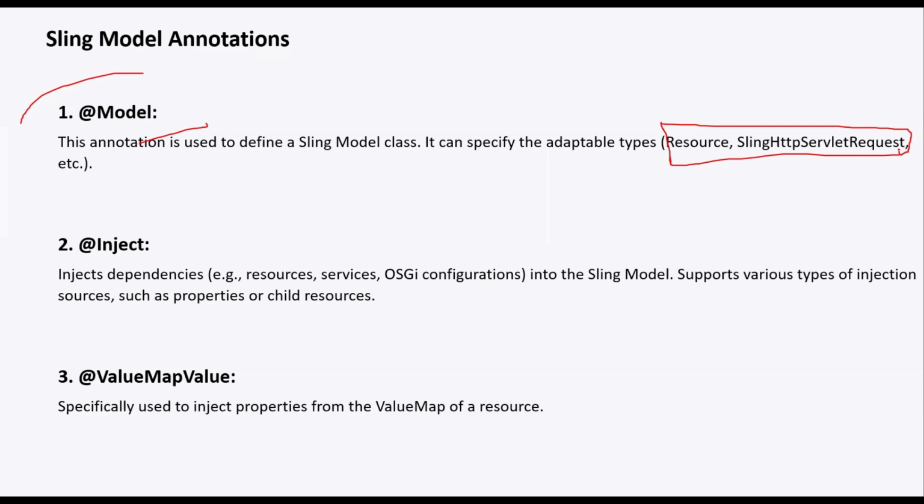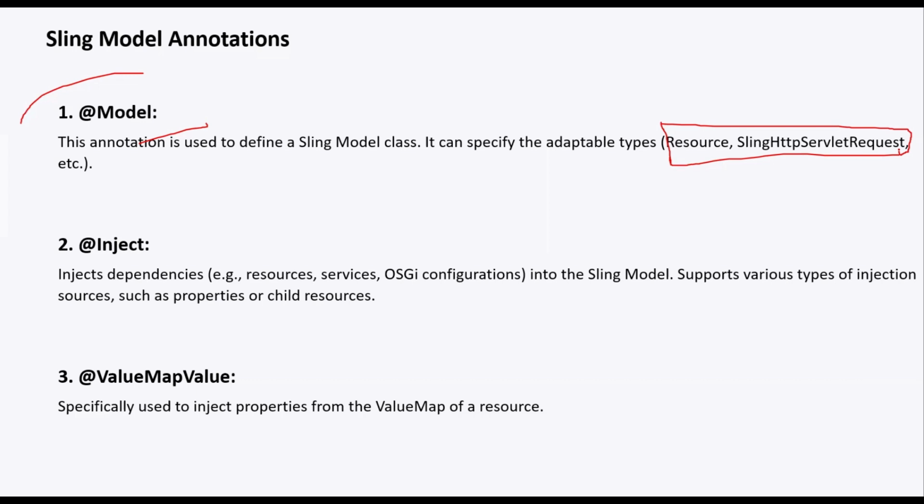So in simple terms, inject is versatile. Here we can inject so many things apart from JCR properties, but value map value is specifically for JCR properties. I'm going to discuss all these things within an example. First we'll discuss inject, and after that we'll discuss value map value. After that we also have a couple of other differences and some use cases related to inject and value map. That part I will also discuss.